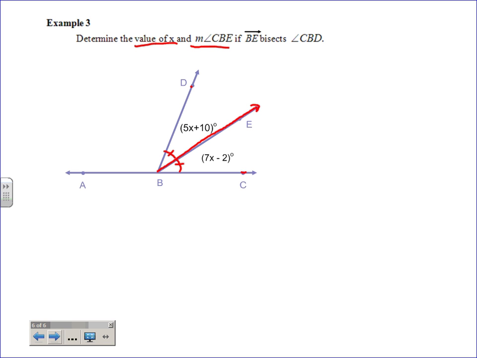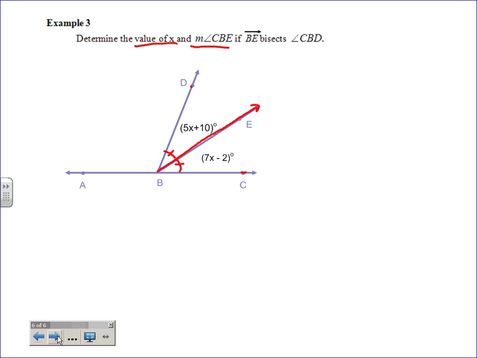Now remember, when you're given two pieces, you do have the option of adding them together. That is an option, but it's only a good option if you know what the total is. Do we know angle DBC? Do we know what the total is? Say 100 or x plus 7? No, we don't. And so that's a problem.